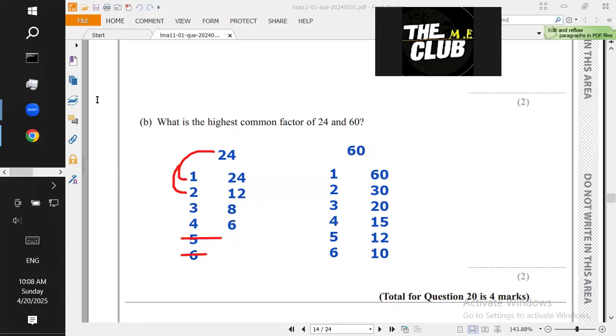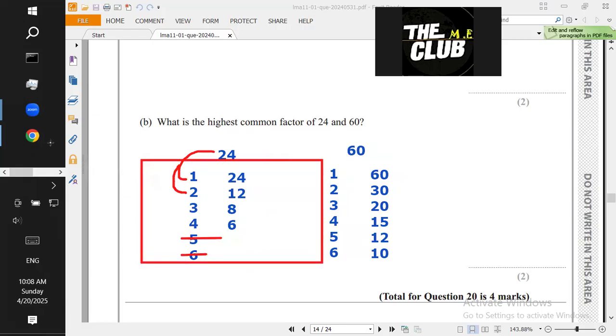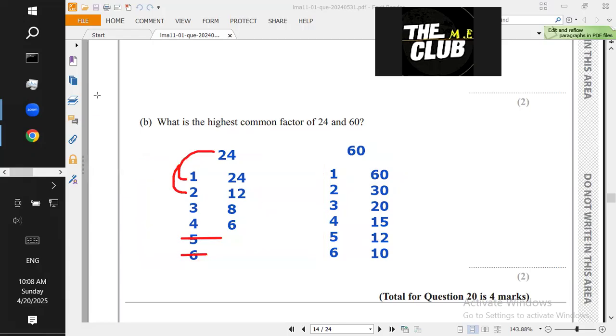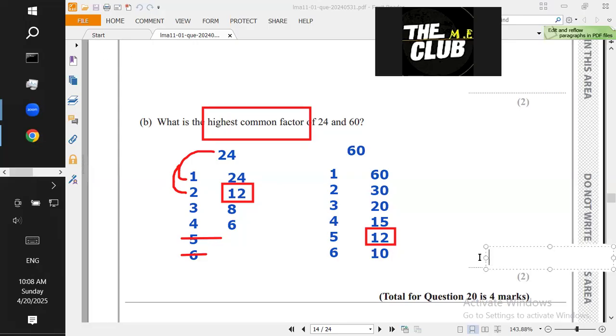So this means that these are the factors of 60 over here. And these are the factors of 24. Now, we're looking for what? We're looking for the highest common factor between them. So I look at these numbers here and these numbers, and I find numbers in common. And the highest one is 12 here and here. So the highest common factor between both groups is 12. So the highest common factor is 12.